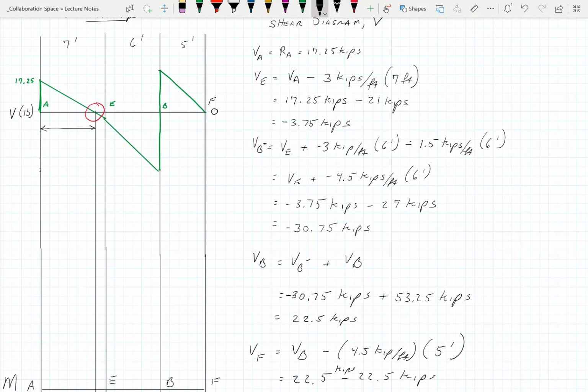I know what I think you did. No. Yes. Right. Like let yourself, actually you can just write it right underneath there in the shear diagram.